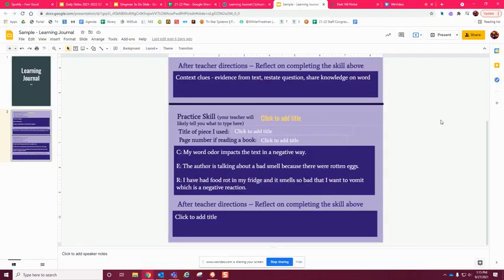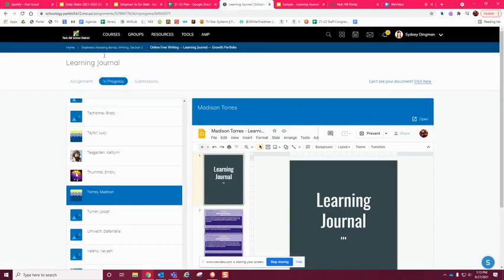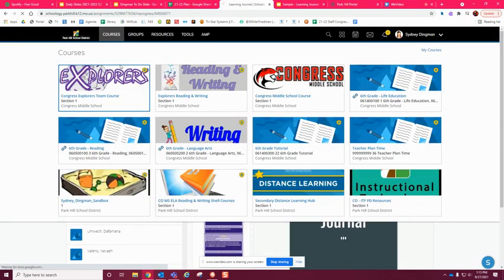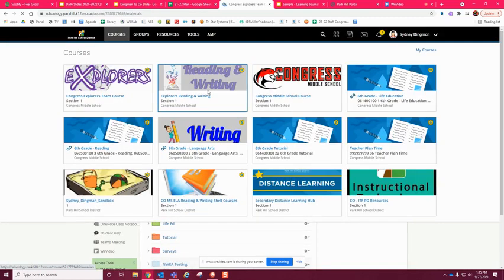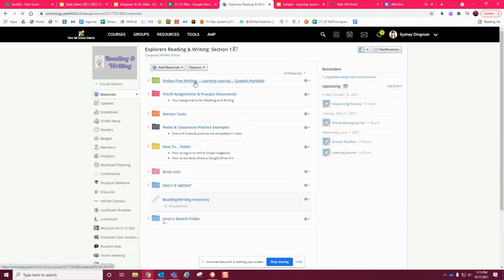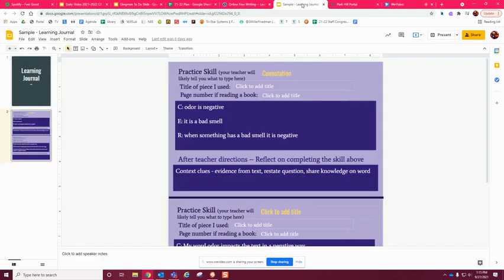All right, the next step that we are going to take is you're going to put your notebooks away for a little bit, and you are going to need to get on your computer. You're going to find your learning journal. It looks like this. You go to the Reading Writing course, not the Explorers course, click on the green folder, and open up this learning journal. Okay, so open up yours, and you're going to find the one that has the purple background.